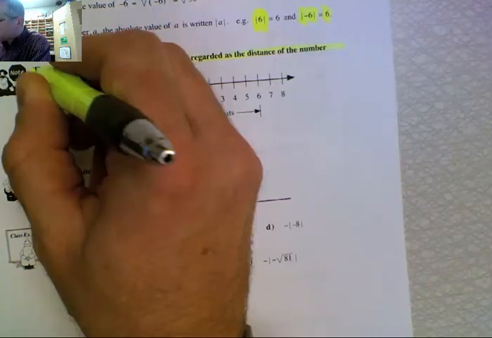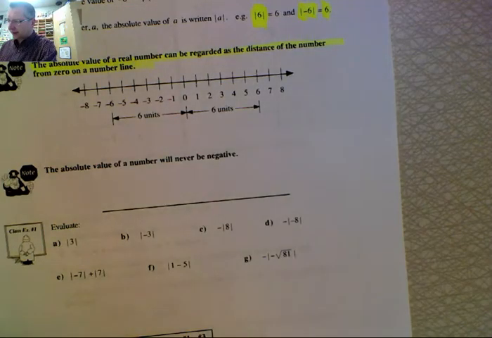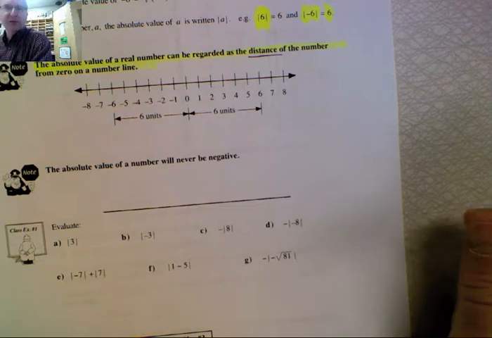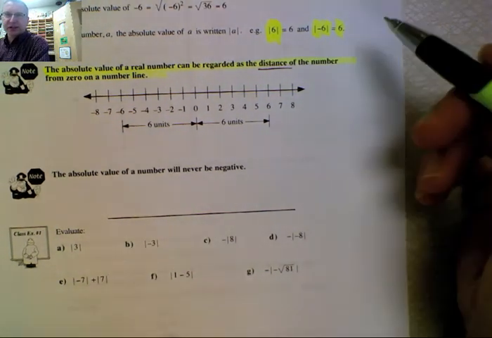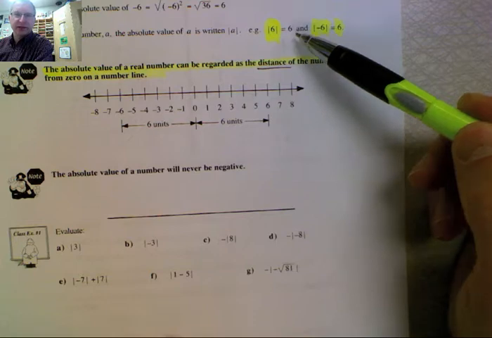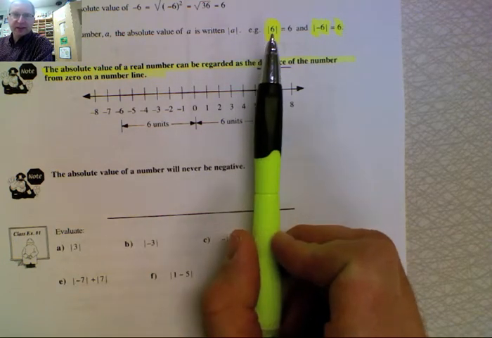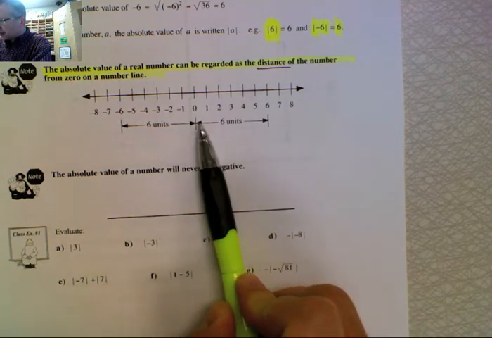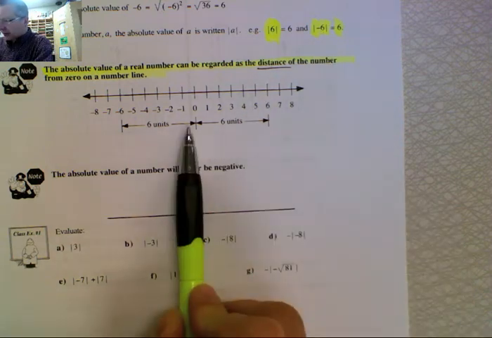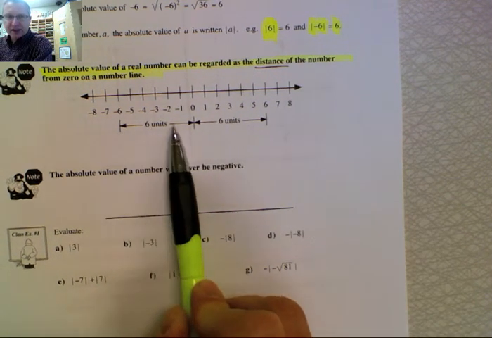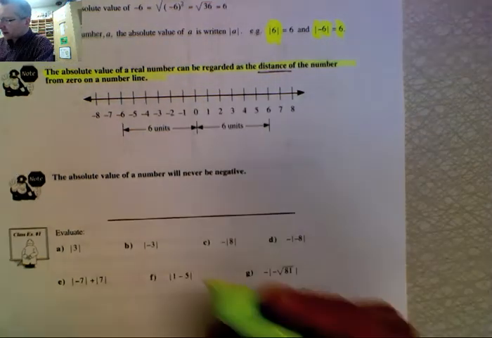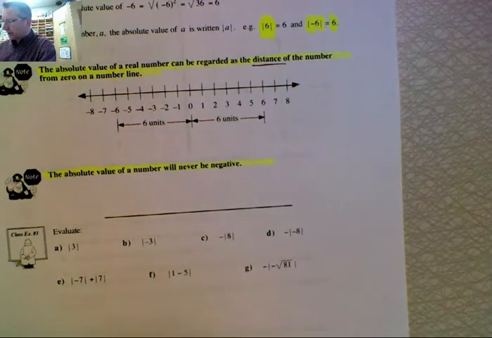The absolute value of a number is the distance. This is the key thing. It's the distance the number is from 0 on the number line. So when you measure distance, you always measure distance in positive quantities. So if we look at 6, well, 6 has a distance of 6 units from 0. If we look at -6, -6 has a distance of 6 units from 0. So that's why the answers are always positive. So the absolute value of any number will never be a negative. Never, ever.